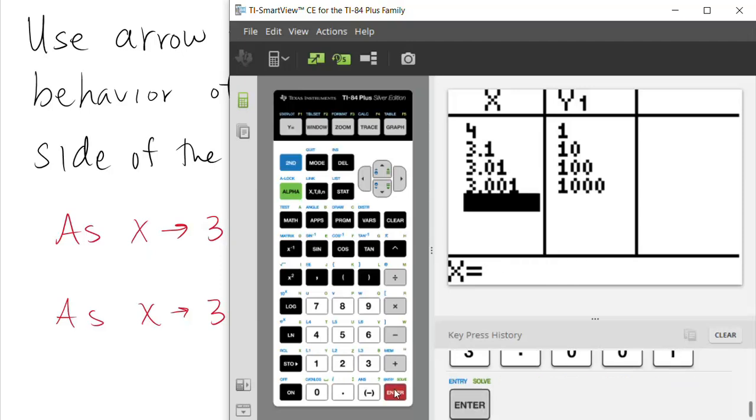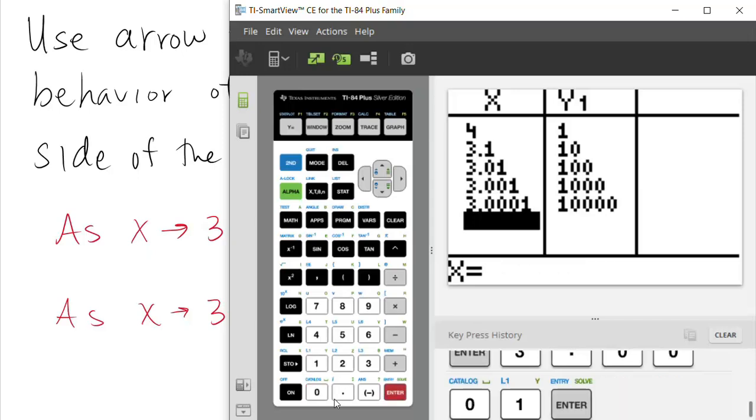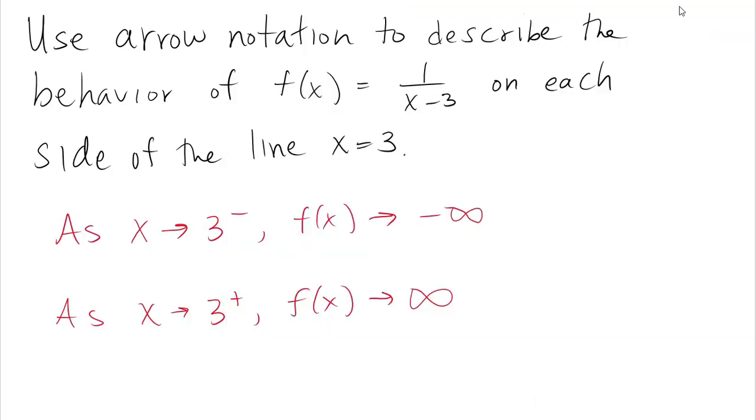And you can see it's the same story. The outputs are getting larger and larger without bound. As I get closer and closer to 3, the outputs get bigger and bigger and bigger, and they tend towards infinity. Both the investigation with the graph, which was practically cheating, and the numerical investigation using the table verify our intuition that we used here.